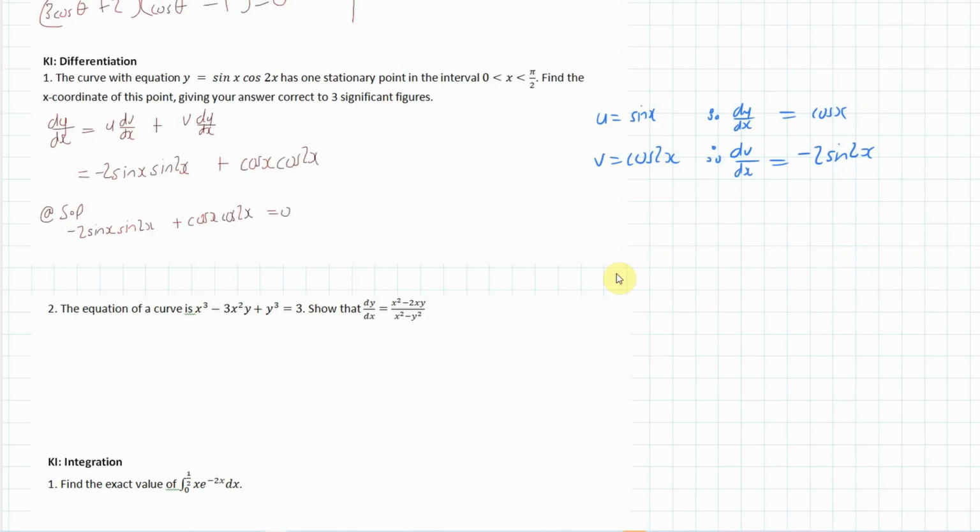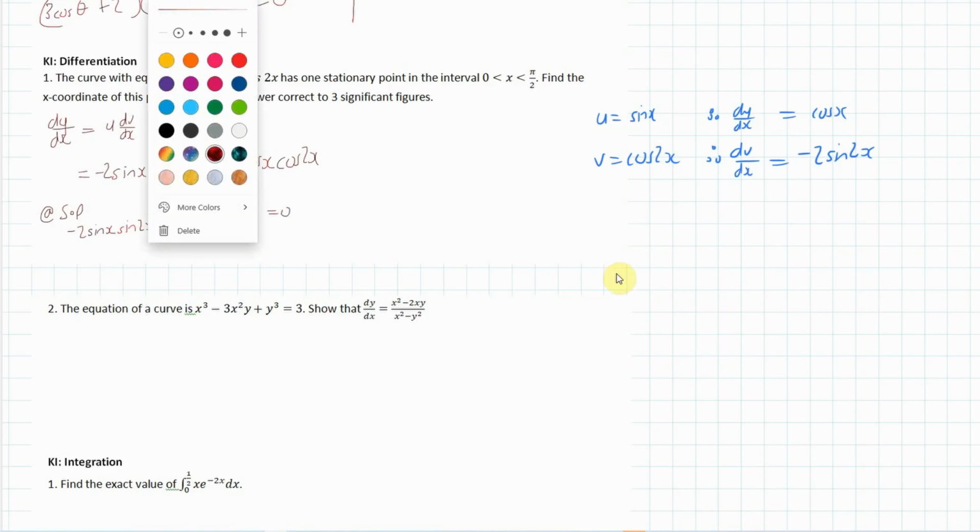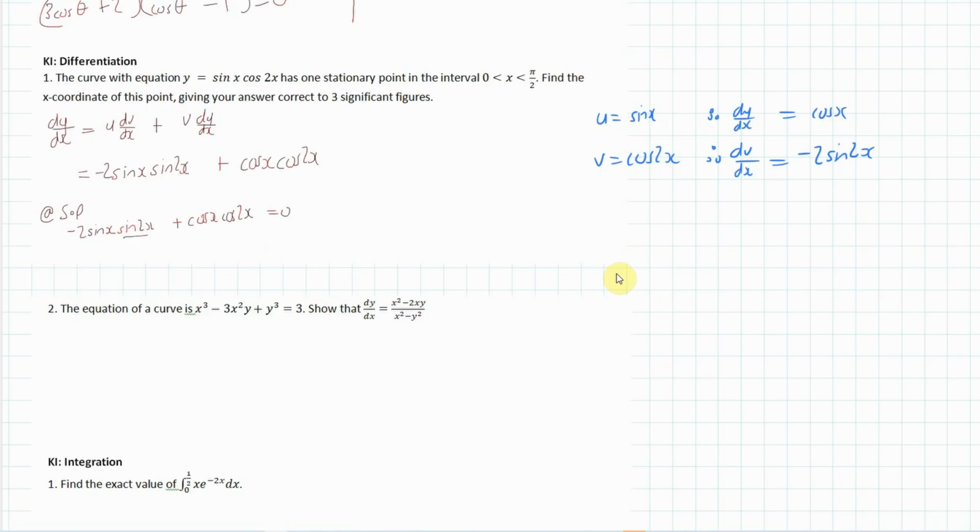And what could we do here? I guess we probably want to get rid of these. We want to use our double angle rules. I've got sine 2x and I've got a cosine 2x. So maybe we'll go minus 2 sine x, and we're going to pop that into 2 sine x cos x.